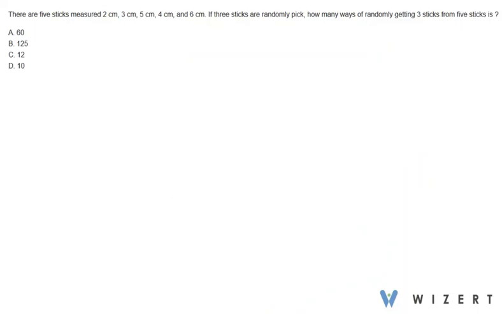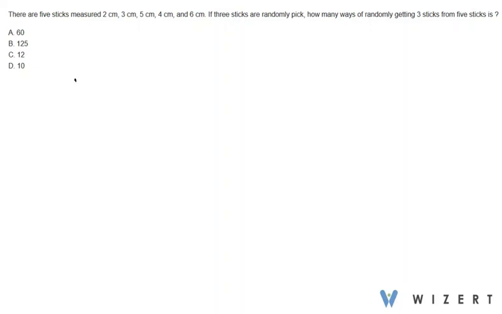We have this question here. There are 5 sticks measured 2 cm, 3 cm, 5 cm, 4 cm and 6 cm. If 3 sticks are randomly picked, how many ways of randomly getting 3 sticks from 5 sticks is?